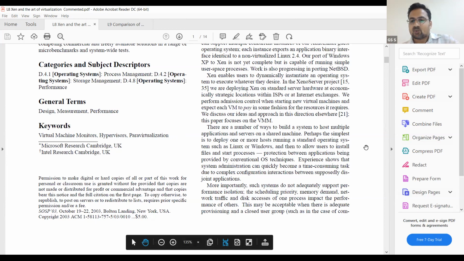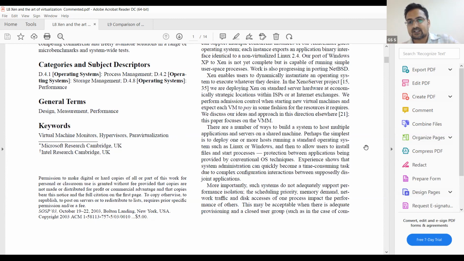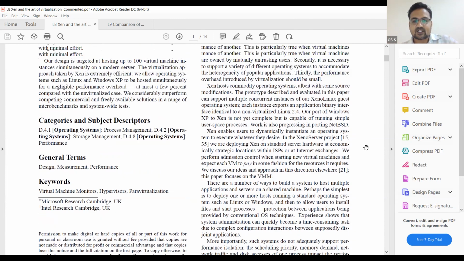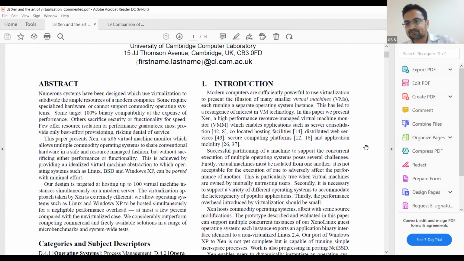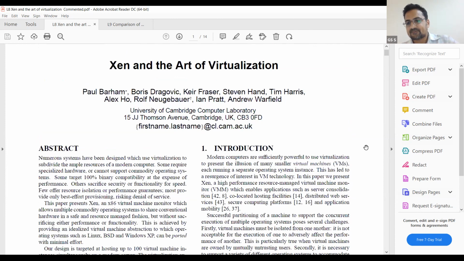Okay. What kind of virtualization does Xen offer? We discussed types of virtualization. Can anybody recall what kind of virtualization Xen offers? Is it paravirtualization or full virtualization? I think we took a long gap of 15 days.